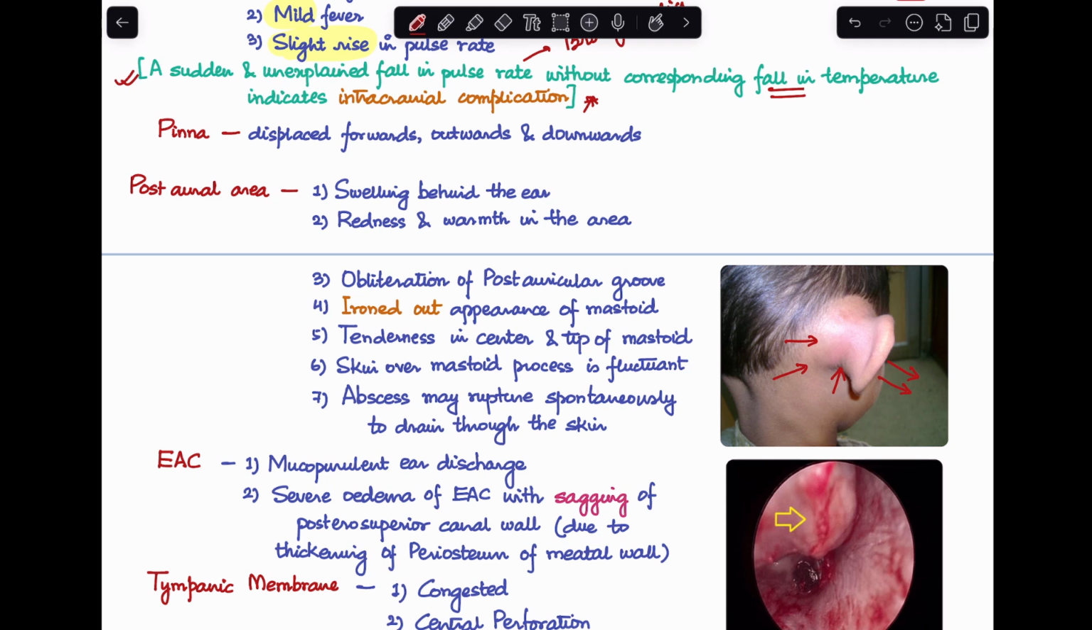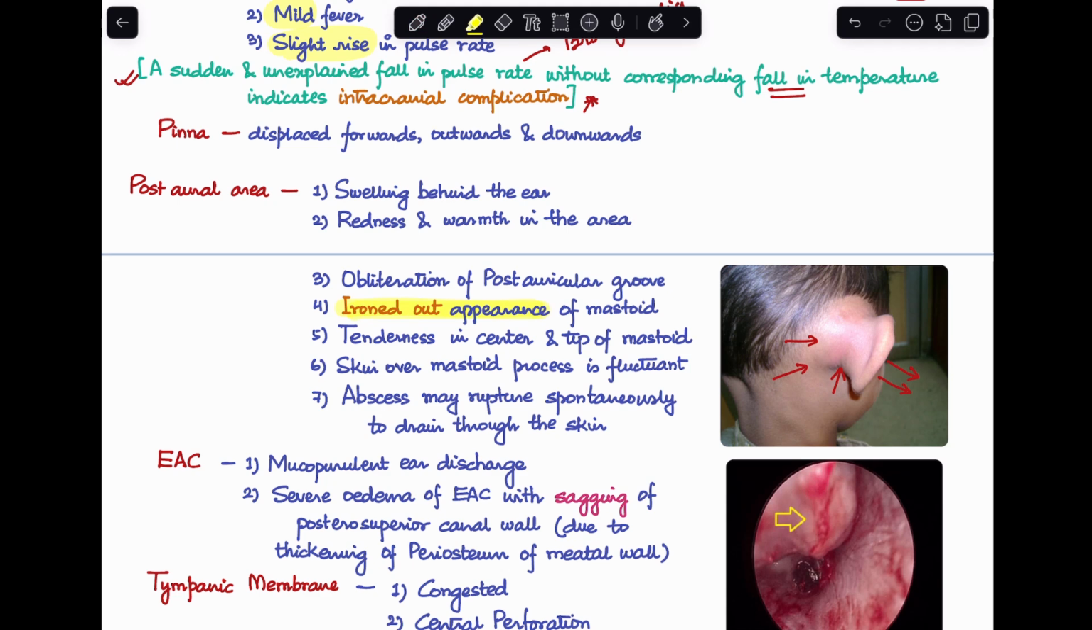Ironed out appearance of mastoid meaning usually if you try to feel your own mastoid, palpate it, you'll feel that it feels a little rugged, like as if there are some ridges. In case of mastoiditis, however, we see that when you palpate it, it has this very smoothened out appearance, and that happens because of the underlying periostitis. So, this is a typical feature that we'll see here, which is ironed out appearance of mastoid.